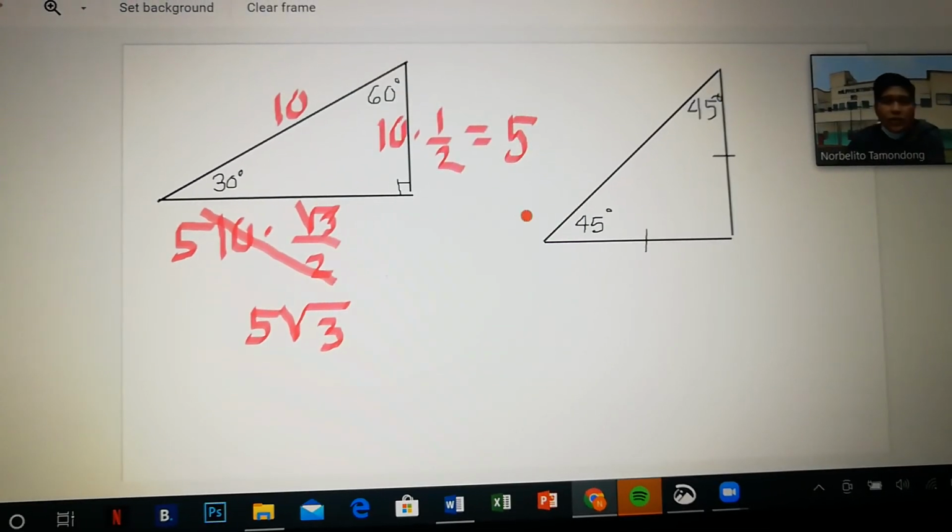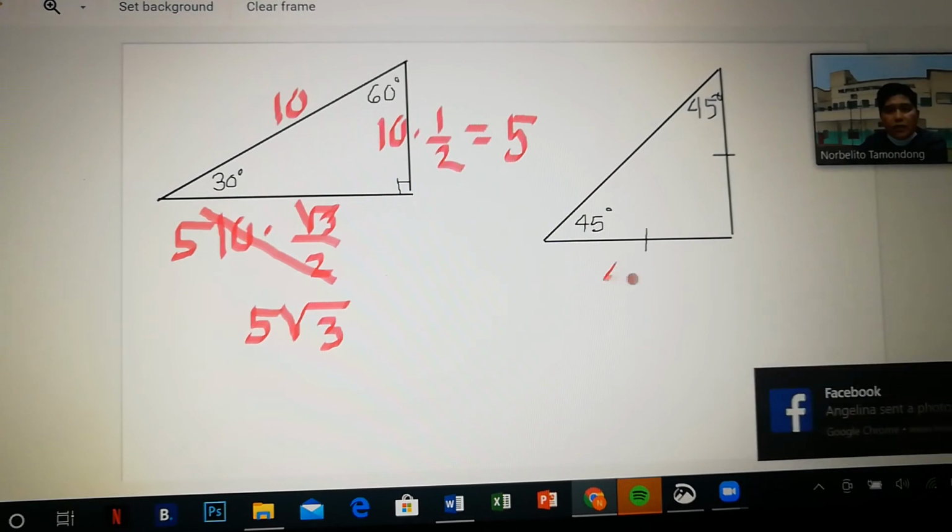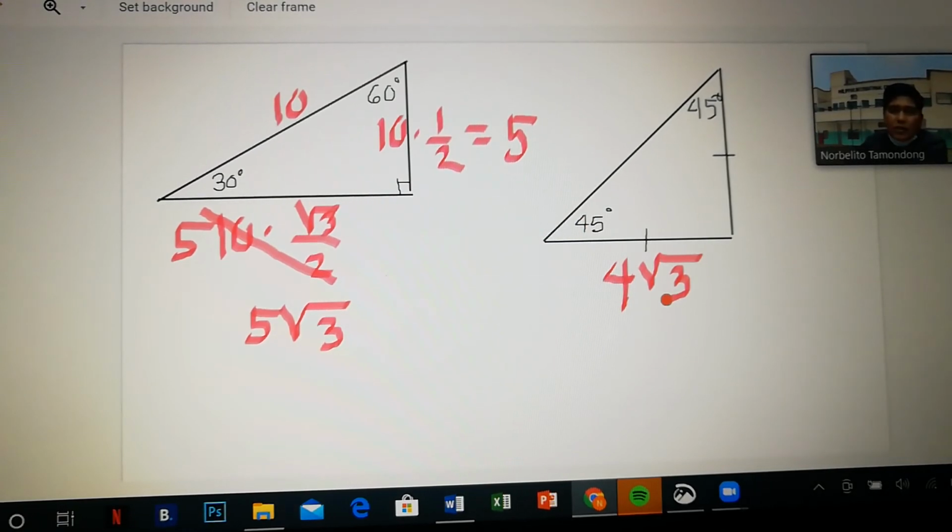So next, 45, 45, 90 triangle. Let's see the given side, congruent side, is in the form of radical. Let's say this is equal to 4 square root of 3. So just follow the formula. Just simply multiply by square root of 2 to find the hypotenuse. So this one is 4 square root of 3. Gamit tayo ng ibang kulay. So 4 square root of 3, what will you multiply to the given? Square root of 2. So this is multiplication of radicals. So it becomes 4 square root of 6.